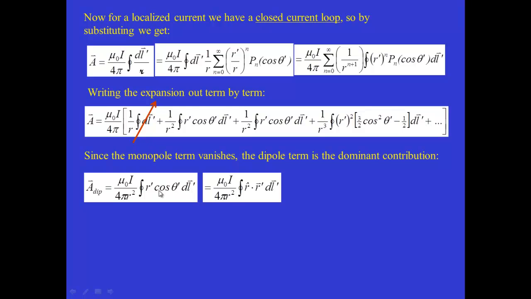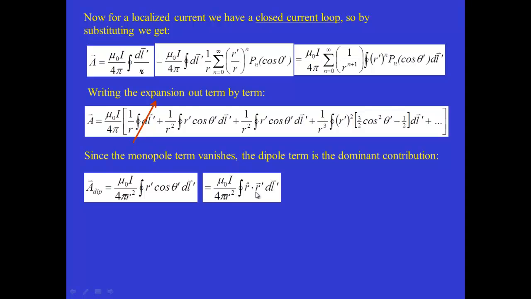We can do a little simplification of this and write it in a form that is pretty handy, because it separates out the contribution of the loop to the geometry of where the loop is located with respect to the point in question. Right away, this r prime cos theta prime can be written as r hat dot r prime, because the r hat vector has length 1, the r prime vector has length r prime, and 1 times r prime times the cosine of the included angle gives us what we had in the argument to start with.